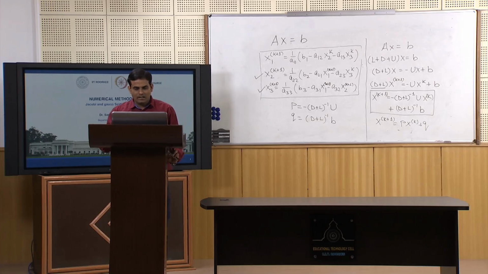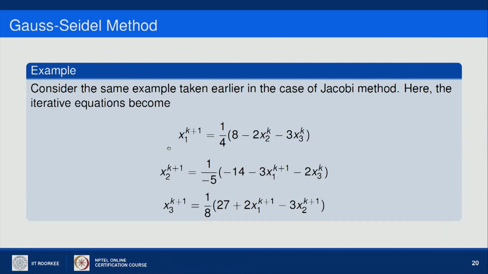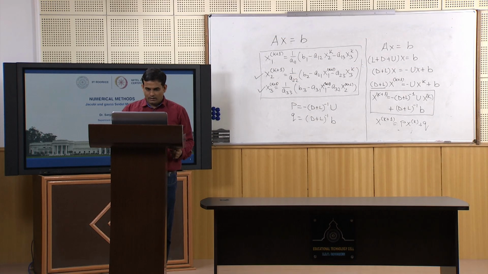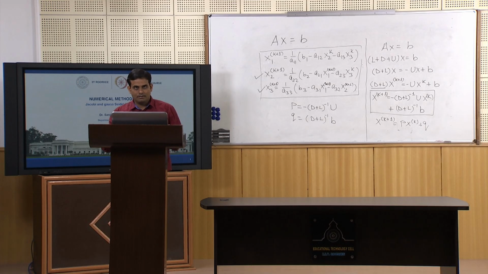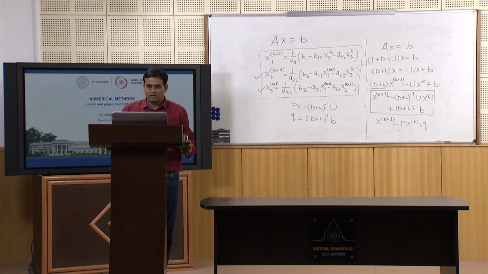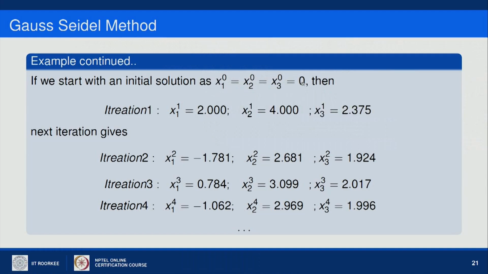For that particular example, the 3 iterative equations for x1, x2 and x3 can be written this way. Here you can note this particular term and these two terms, where we are using the updated values, as I told you in the derivation of this method. Then I start with an initial solution, x1(0) = x2(0) = x3(0) = 0.